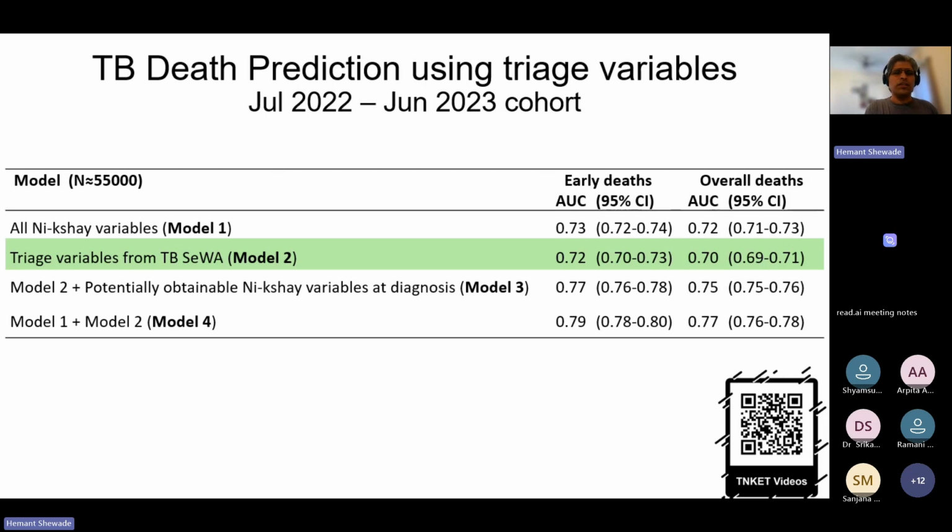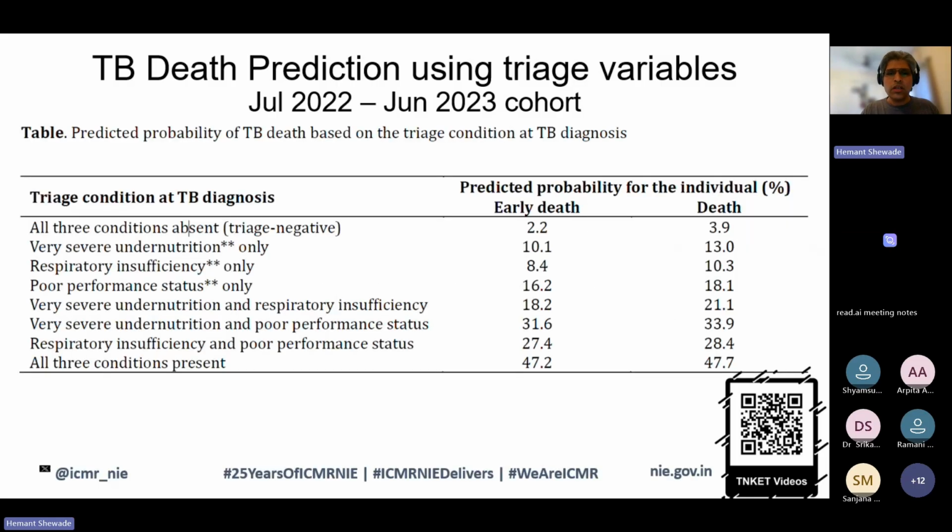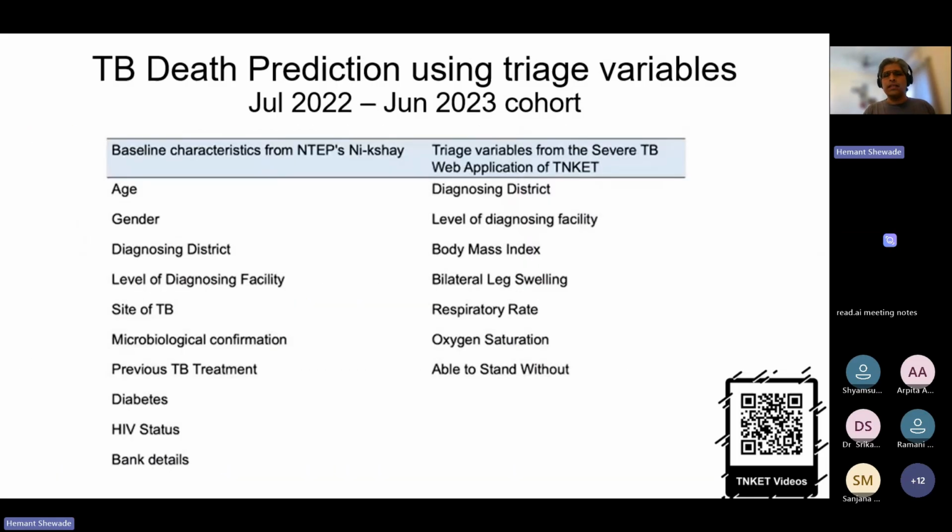Let us understand what these potentially obtainable Nikshay variables at diagnosis are. Based on our experience, the variables on the right, BMI, leg swelling, respiratory rate, oxygen saturation, and able to stand without support, Tamil Nadu showed that we can capture them, and the data showed that they were able to capture this within 1 day of diagnosis. Model 3 basically said that of the baseline characteristics of Nikshay, age, gender, site of TB, microbiological confirmation, and previous TB treatment are easily obtainable Nikshay characteristics. So we can strengthen our death prediction if you also include those variables in TB death prediction.